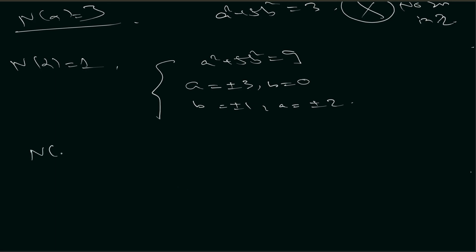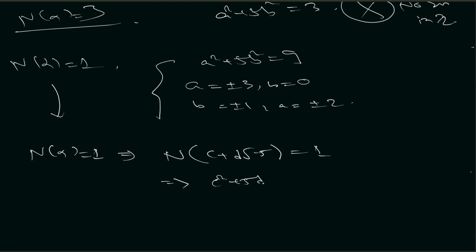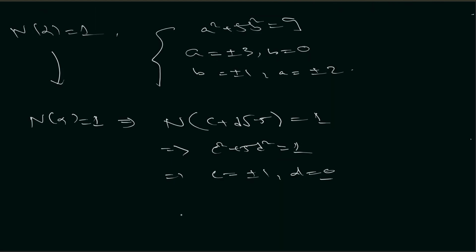Suppose the norm of alpha equals 1. What does it mean? Suppose alpha is an element, c plus d square root of minus 5. The norm is equal to 1. That means c square plus 5d square equals 1, right? So c equal to plus minus 1, d equal to 0. So this means that alpha equals plus minus 1.